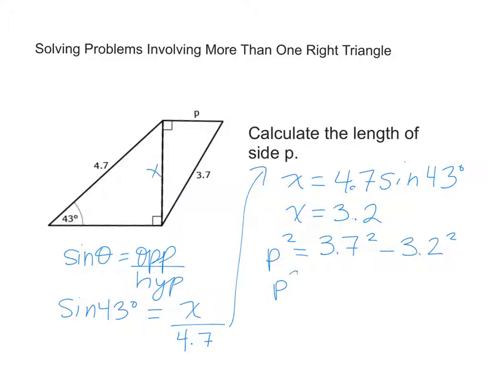And I get p squared is equal to 3.45. But then I need to find p, and I do that by taking the square root. And it comes out to 1.9.